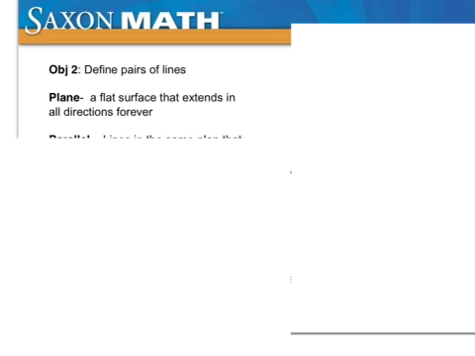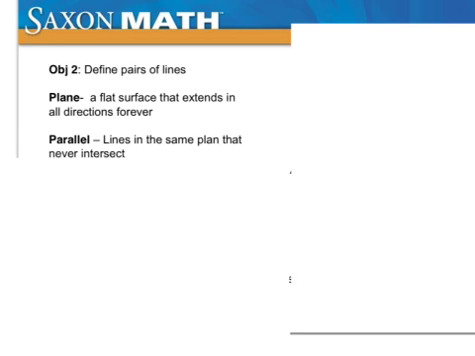So a plane is just like, if you imagine the ceiling is kind of like a plane. If it could go on forever in every single direction, then the ceiling would be a plane. Same thing with the carpet. The carpet would be a plane if it went on forever in every direction. Or a wall would be a real life example of a plane. Just something flat that extends up, down, left, right, for all directions forever.